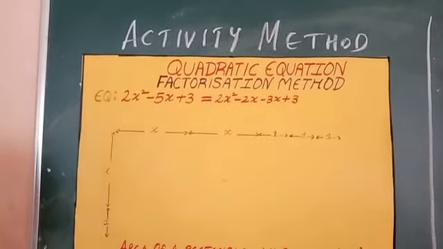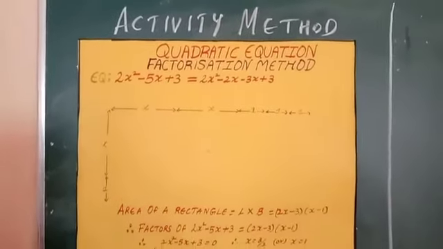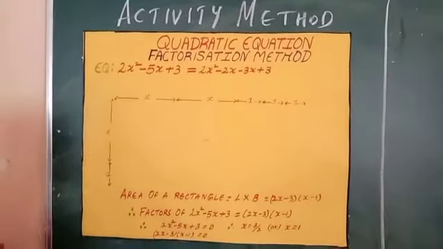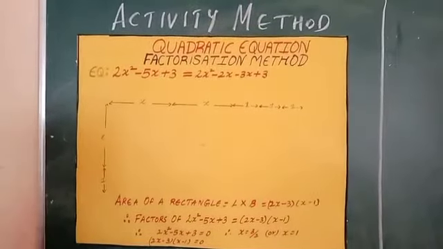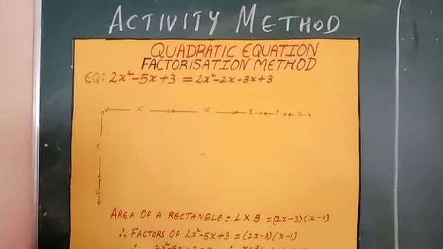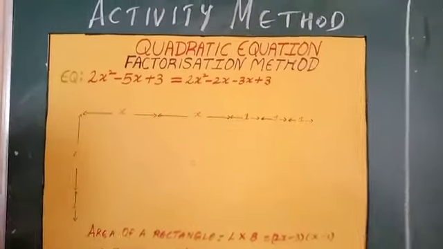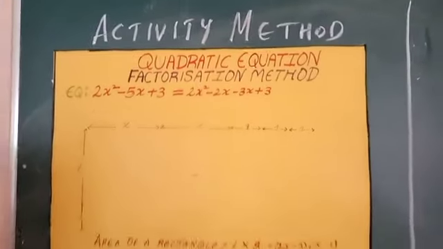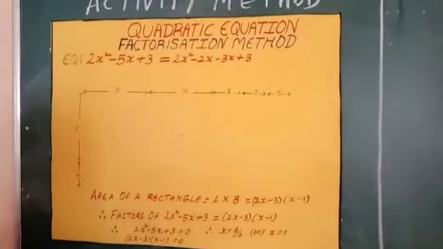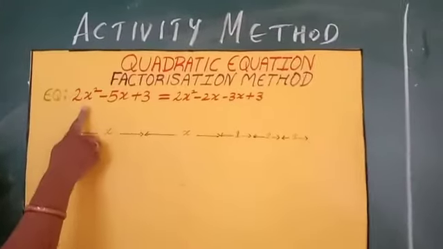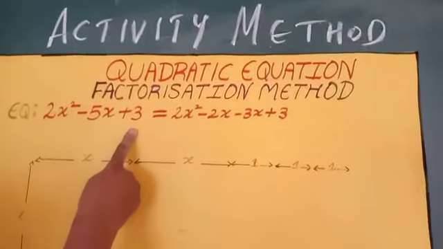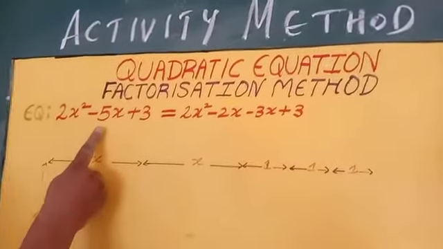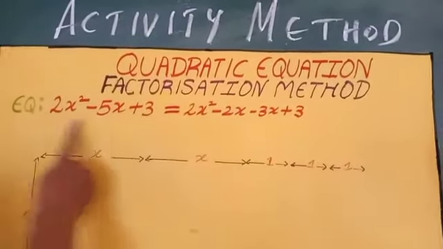So we learned before how to factorize the quadratic equation by using the splitting method. Now we are going to do the same thing by a small activity. Let me show how we are going to factorize the quadratic equation by this activity. For example, consider 2x square minus 5x plus 3. You know how to split the middle term. 3 twos are 6, and you should get 5.